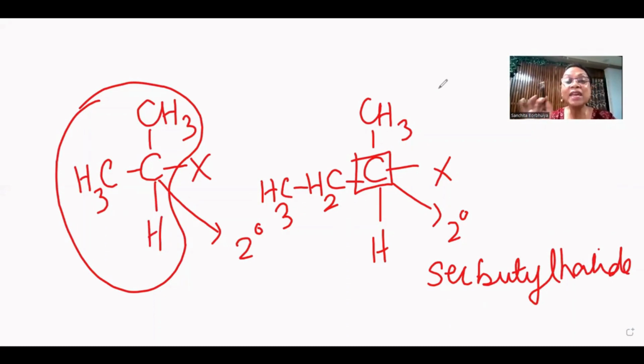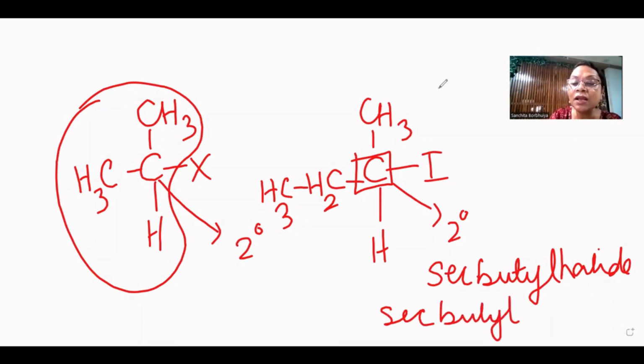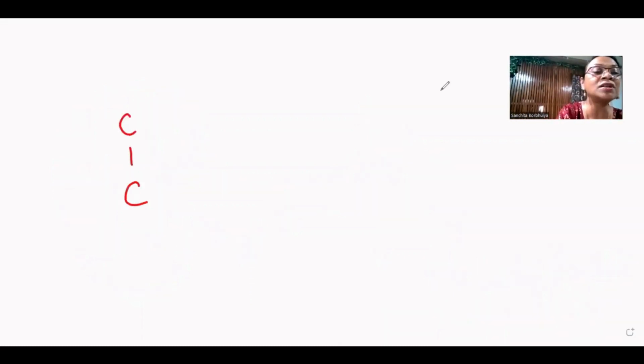Now, this is a secondary butyl halide. If I replace the halogen by, say, iodine, what would you call it? Secondary butyl iodide. Yes? Okay. So let us make another secondary compound. I think now you have understood. Just see what variations I am doing.